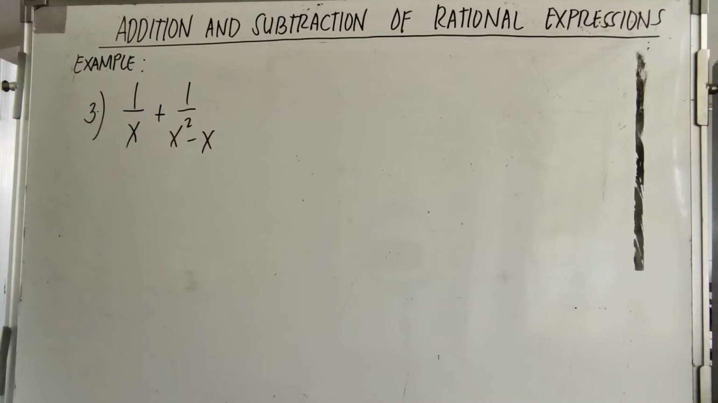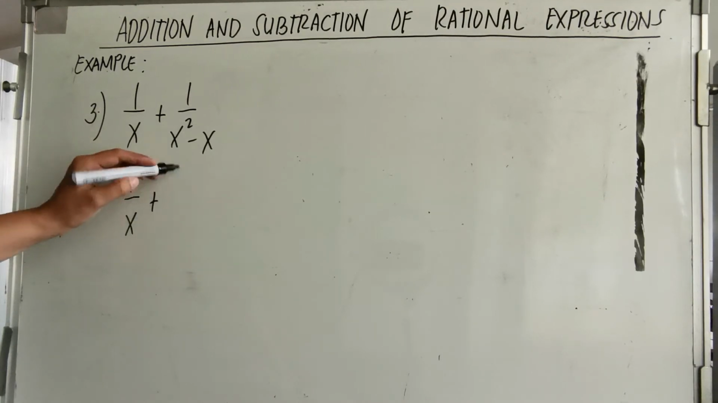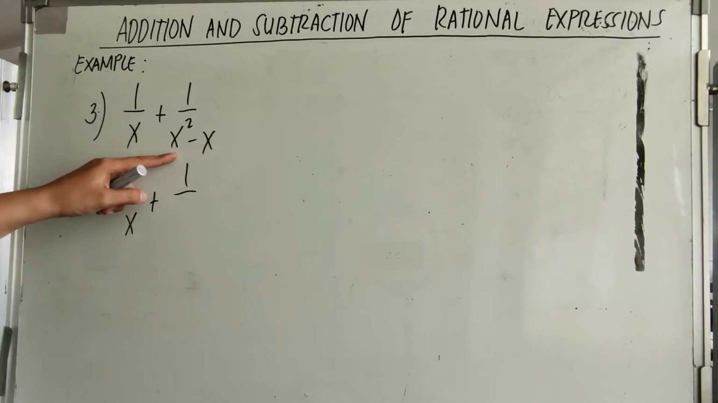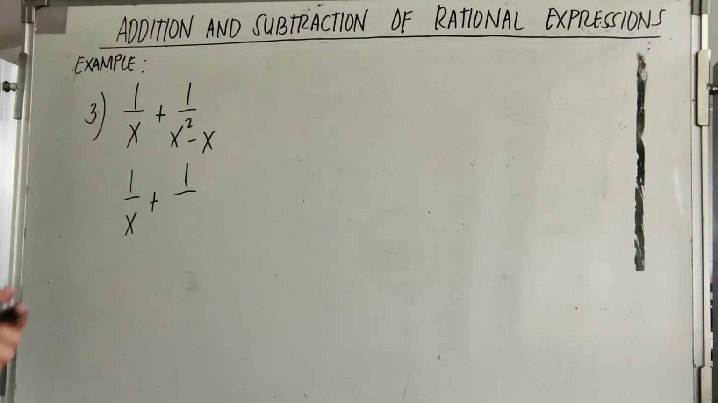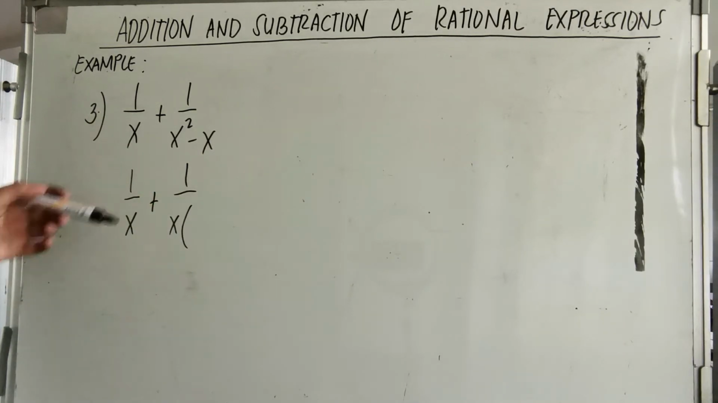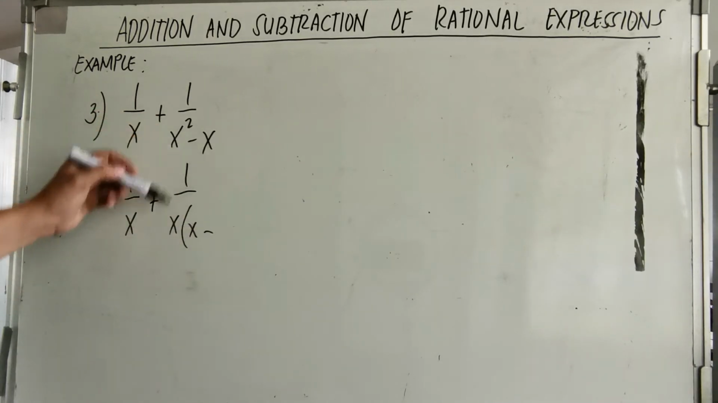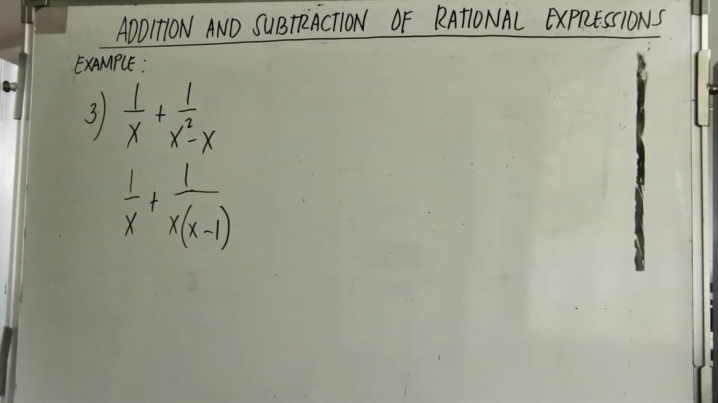Example number 3. So this time, ang given natin ay dissimilar or magkaiba sila ng denominator. So we have 1 over x plus 1 over x squared minus x. Pwede pa natin siyang i-factor using its common monomial factor na x. Then, ang matitira na lang sa parentheses, we have x squared divided by x is x, minus x divided by x is 1. Ibig sabihin, ang given natin ay magiging 1 over x plus 1 over x quantity x minus 1.